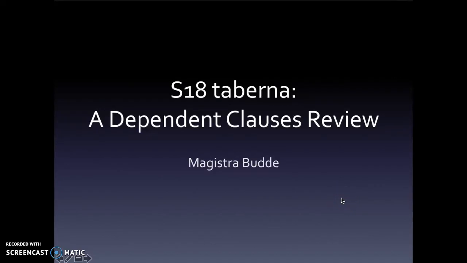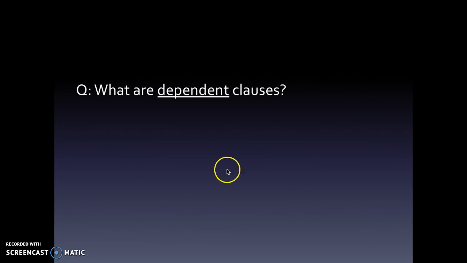Salve discipuli, this is Mickey Strabuddy, and this is going to be a fairly intensive review on how to identify the function of words in a sentence and translate them with a focus on dependent clauses. We're going to use the story Taberna from Stage 18 because there are several dependent clauses in this story. So go ahead and grab your sheet of paper and take some notes.